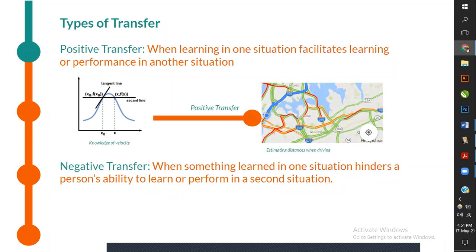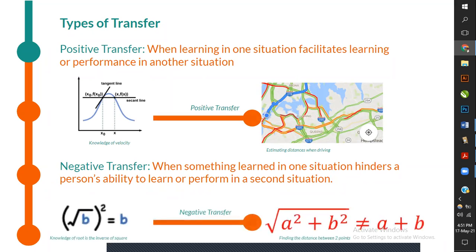And negative transfer is when something learned in one situation hinders a person's ability to learn or perform in a second situation. So for example, this may not come as a surprise, but sometimes students do make mistakes when they're doing mathematics, when they're just learning the root is the inverse of a square. So they already know this fact, right? So negative transfer entails them transferring that knowledge onto something that has almost nothing to do with it.